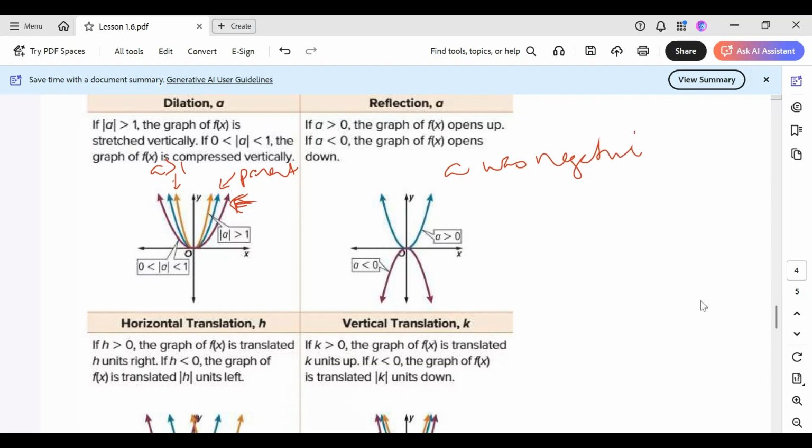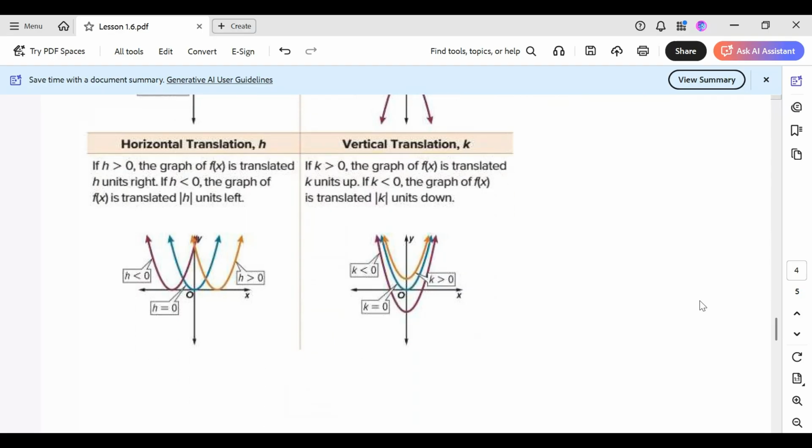When we look at a horizontal translation, again, the parent function is in blue. If we shift it to the right, that means inside the parentheses we have a minus sign. If we shift to the left, inside the parentheses is a plus sign between our pieces. Our vertical translations, again, the blue is the parent. So if we had a plus k value at the end, we went up. If we had a minus k value at the end, then we went down.